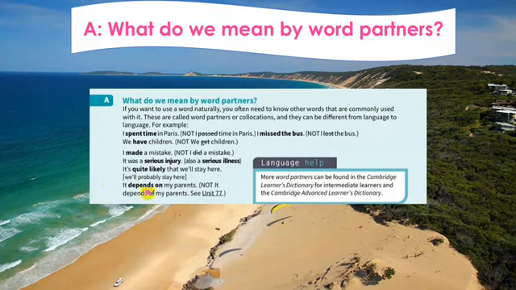It depends on my parents, not it depends of my parents, no?